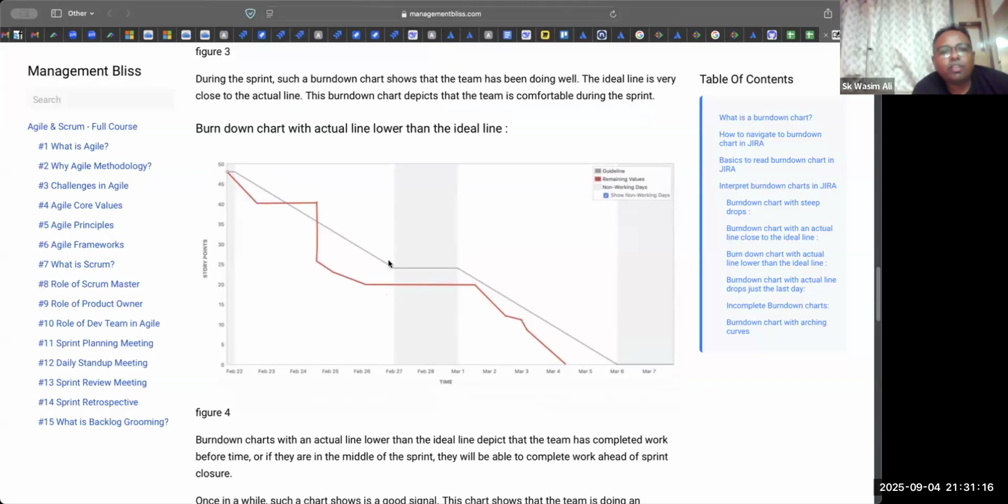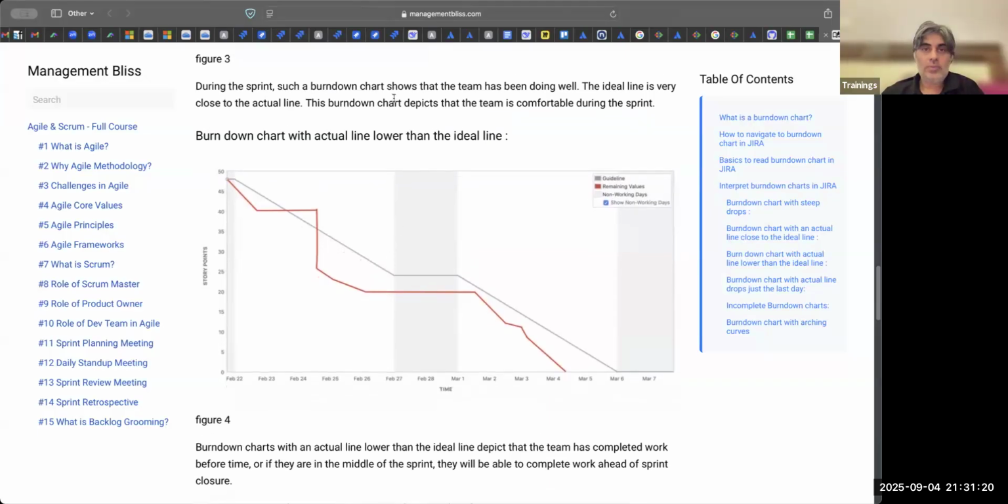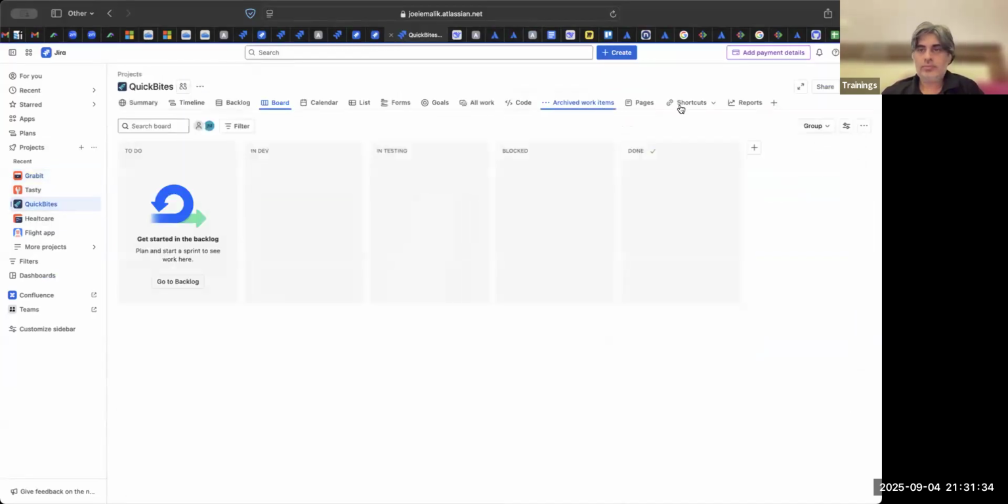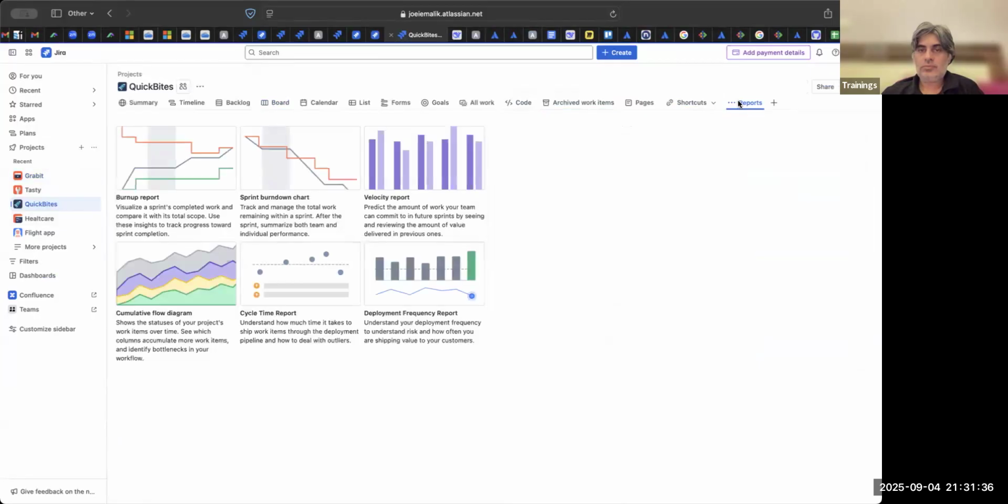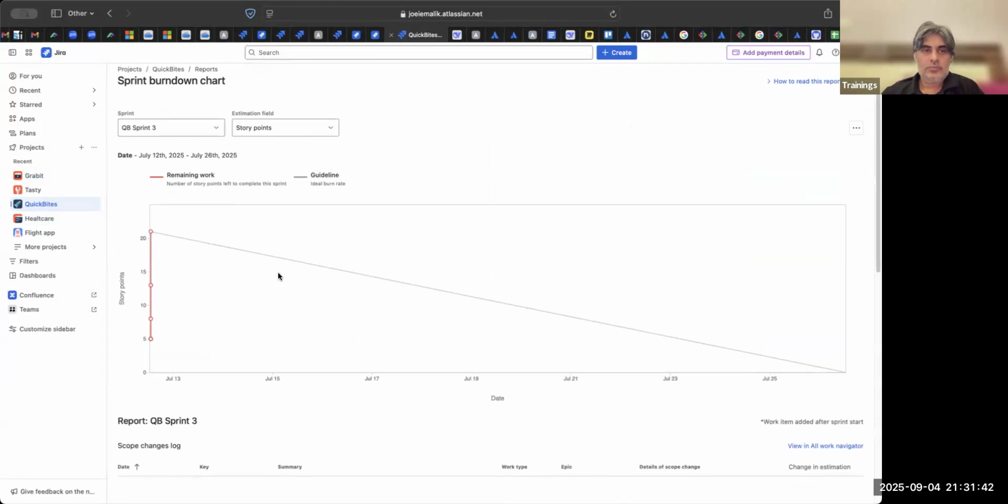Sir, where in Jira can we find this chart? Go to your Jira. Okay, let me show you. You have to go to reports.